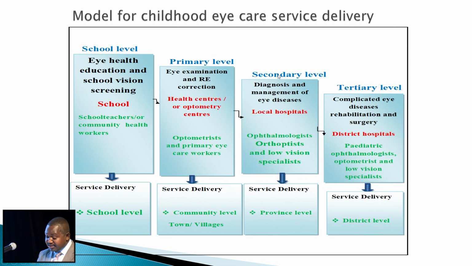The third level is the secondary level. At this level, we need to deliver services such as the diagnosis and management of eye disease. This service should be delivered at the local hospital by ophthalmologists, orthoptists, and low vision specialists, at the province level. And the final level is the tertiary level. This level is for complicated eye disease, rehabilitation and surgery. This service should be at the district hospital.